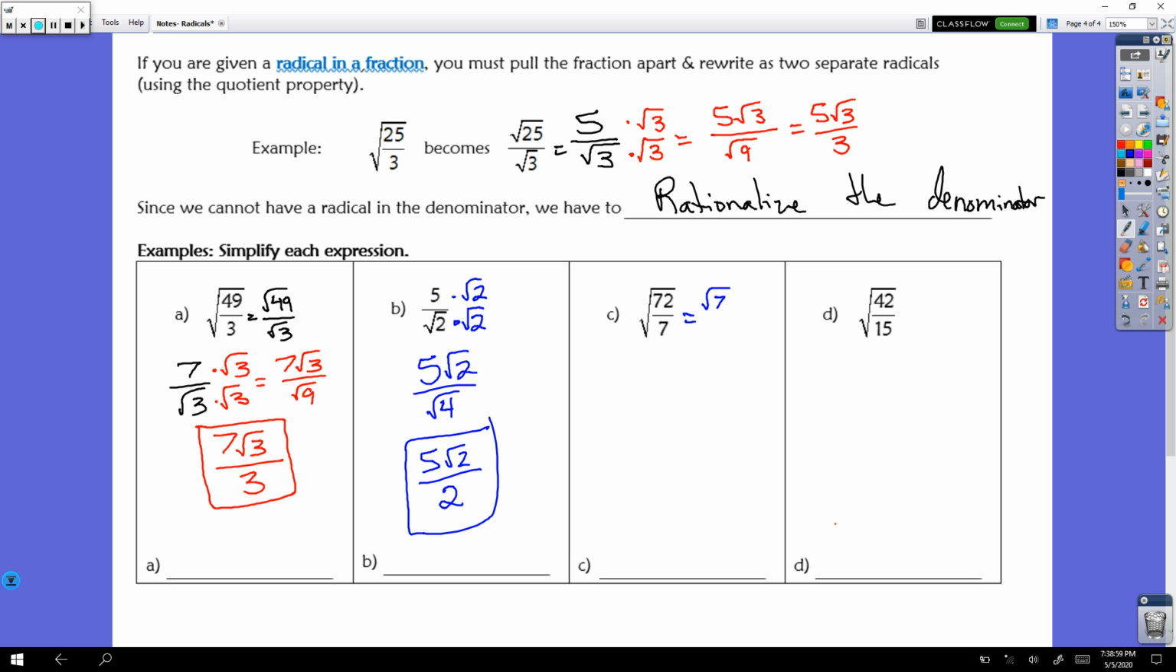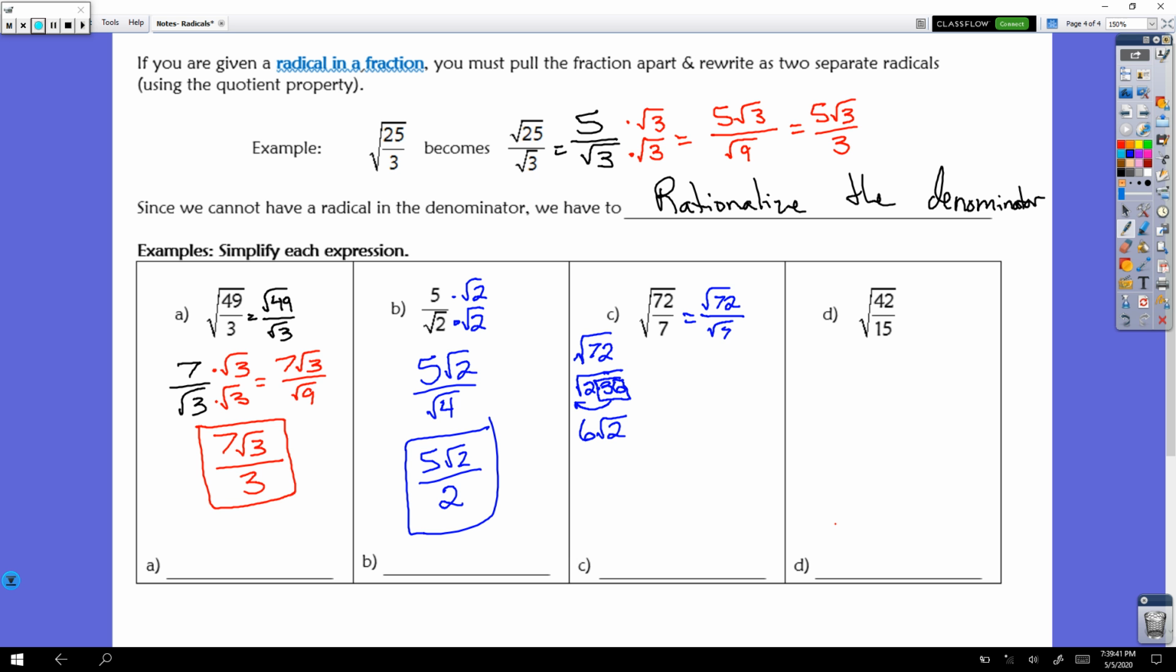So we have the square root of 72 all over the square root of 7. Now, it would be a little bit tougher to do the multiplying here first. 72 times 7, that's quite a big number. So let's think about simplifying the radicals first, right? So let's look at breaking down the square root of 72. 72 is 2 times 36. And 36 is my perfect square. So I can take that out front as 6.